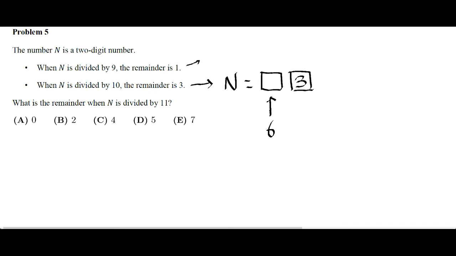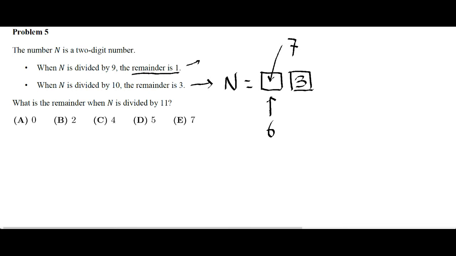Which means that 63 is divisible by 9. But this case remained what? 1. So this 10th digit must be 7. Because 7 plus 3 is 10, right? 10 divided by 9. What is the remainder? 1. Yes, that's it. Understand me?